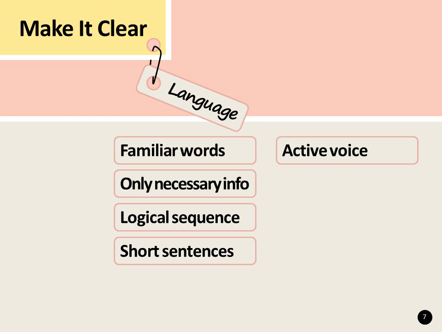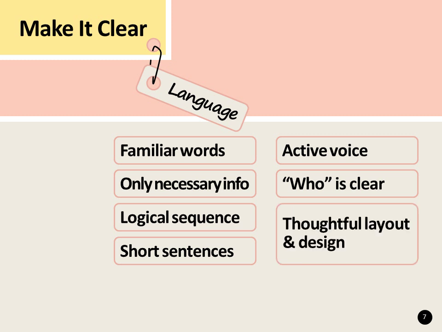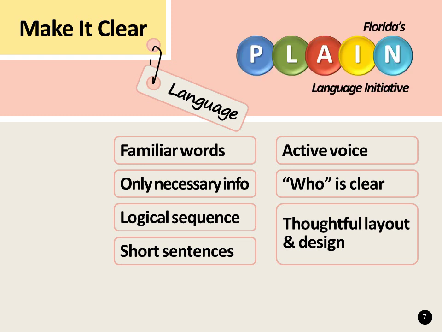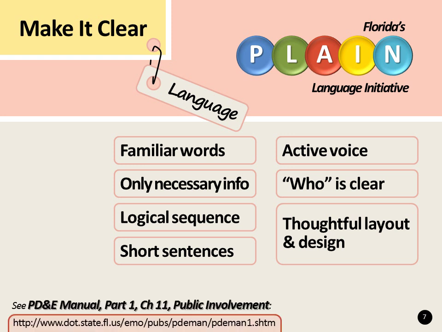Use an active voice for most sentences, and make clear in the sentence who is acting and who is the subject of the action. Thoughtful layout and design, including subheadings and bulleted lists, are ways to make information easy to find. These techniques are part of Florida's Plain Language Initiative and are required of all public communications and reports, including documentation of SCE evaluations. Learn more on the topic in Part 1, Chapter 11 of the PD&E Manual.